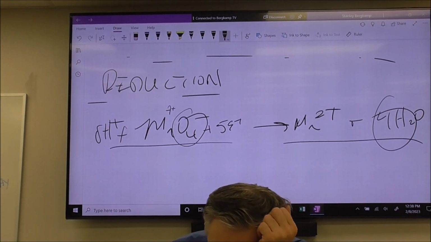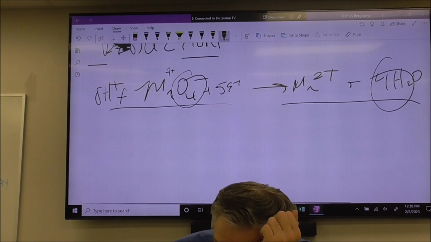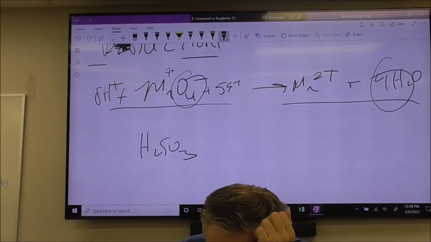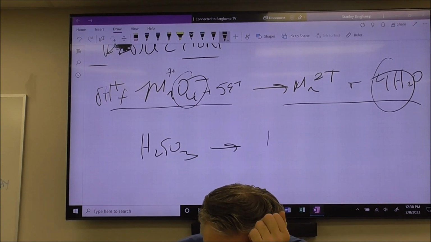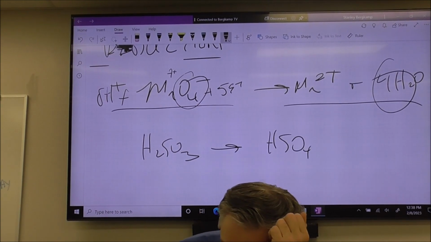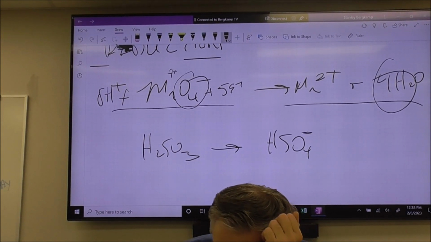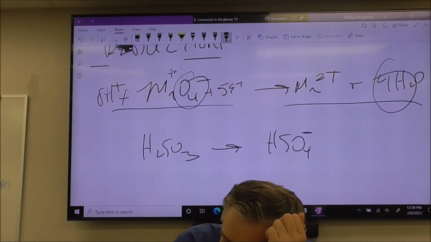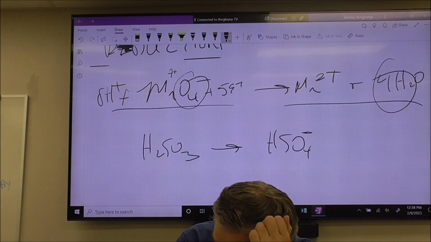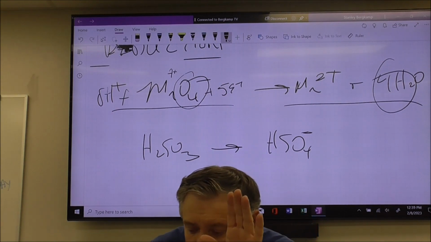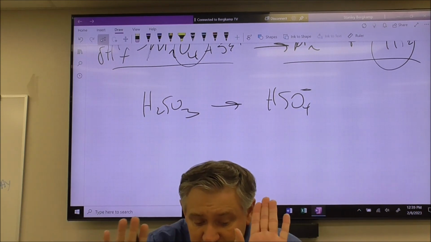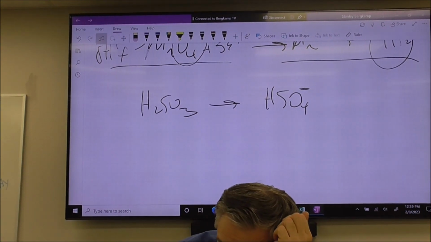The oxidation part of this is going to be H2SO3 turning into HSO4 with a charge of 1 minus. So in this situation, what you'll see is that the sulfur is being oxidized. So what I'm going to do, I'm just going to tell you what your answers are so you can work this out. So here's your overall answer on the final equation.